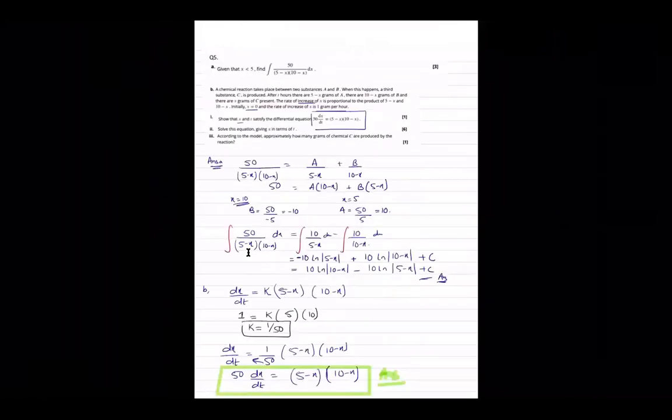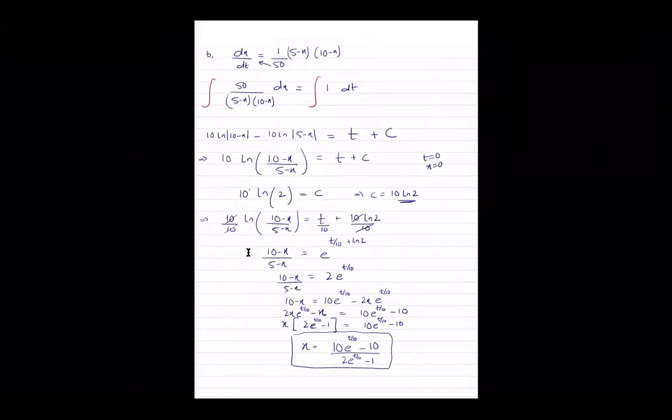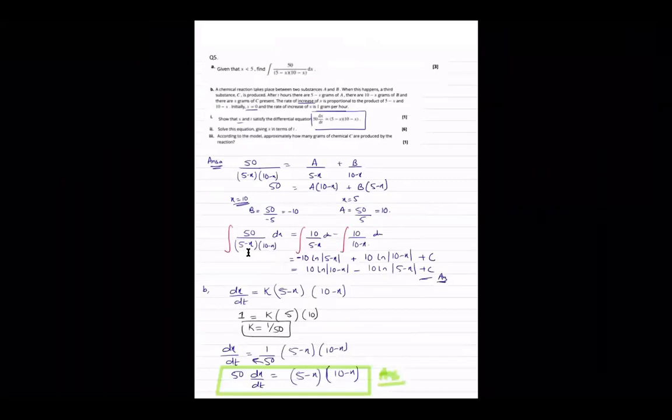Now, what is the last part? According to the model, approximately how many grams of chemical C are produced by the reaction? How many grams of chemical C are produced by the reaction according to this model? So you have to solve for x? You have to solve for x. So let's try to understand the question. This is a chemical reaction taking place between two substances A and B. So A and B gives you C.